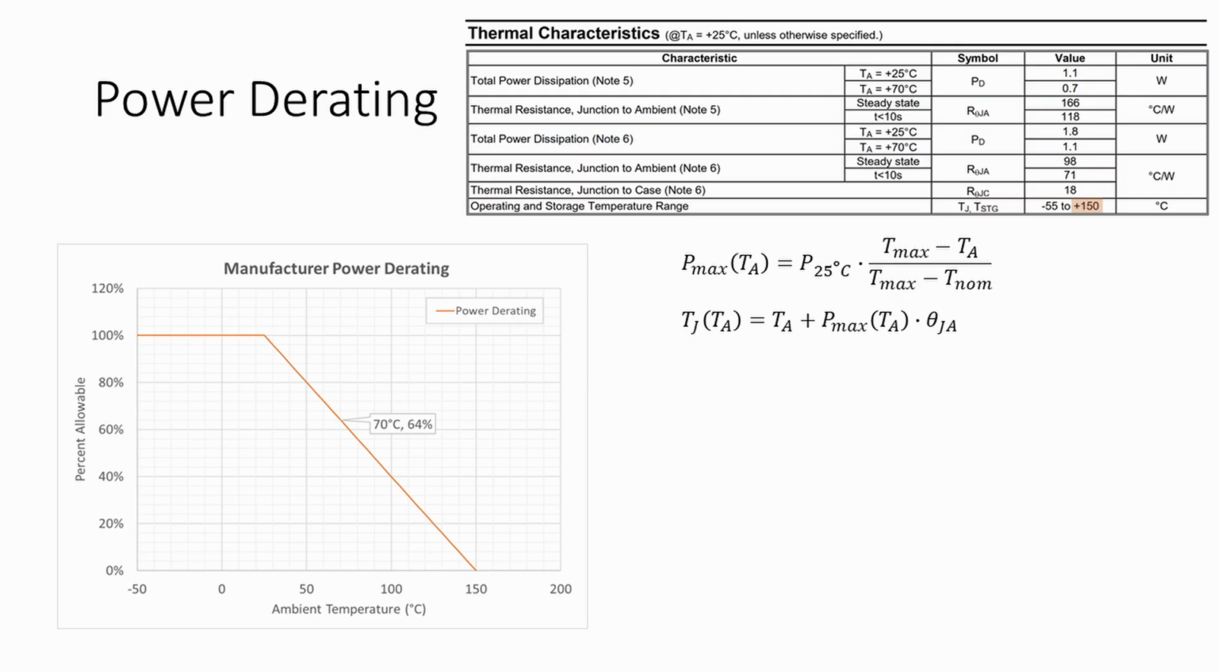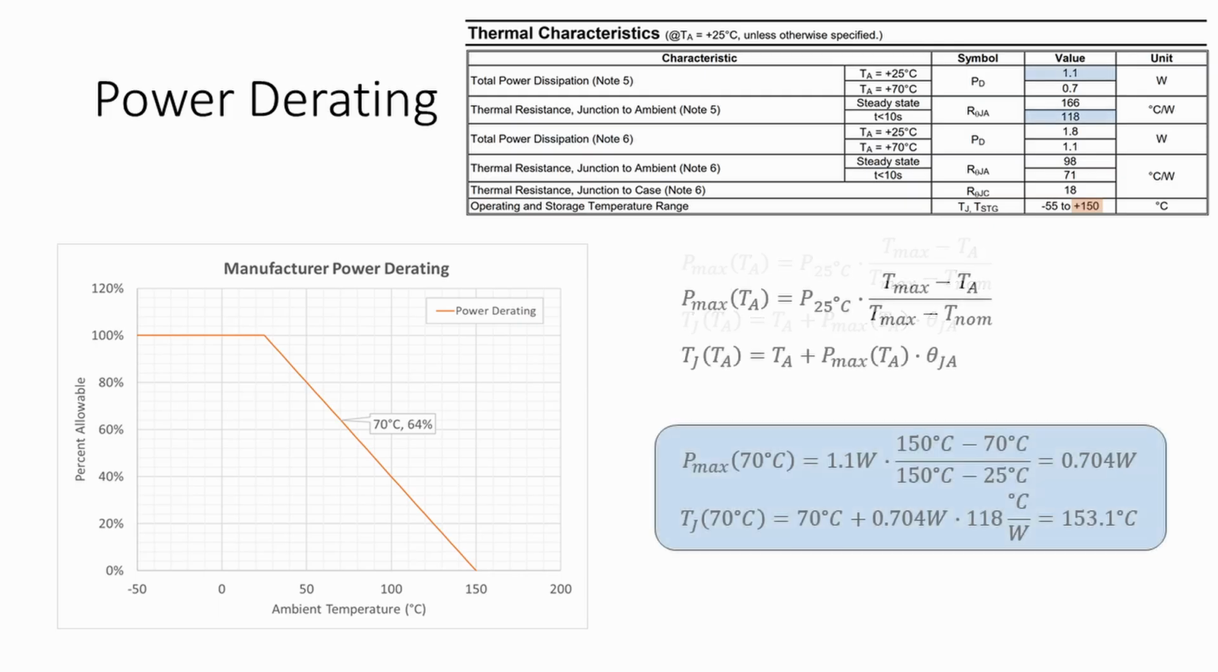So let's take a look at the numbers that the datasheet reports. Power dissipation values for ambient temperatures of 25 and 70 C are given. If you take the value given for 25 C, 1.1 watts, and plug it into the formula shown with 70 C as the ambient temp, the result will match the datasheet for the 70 C condition, 0.7 watts.